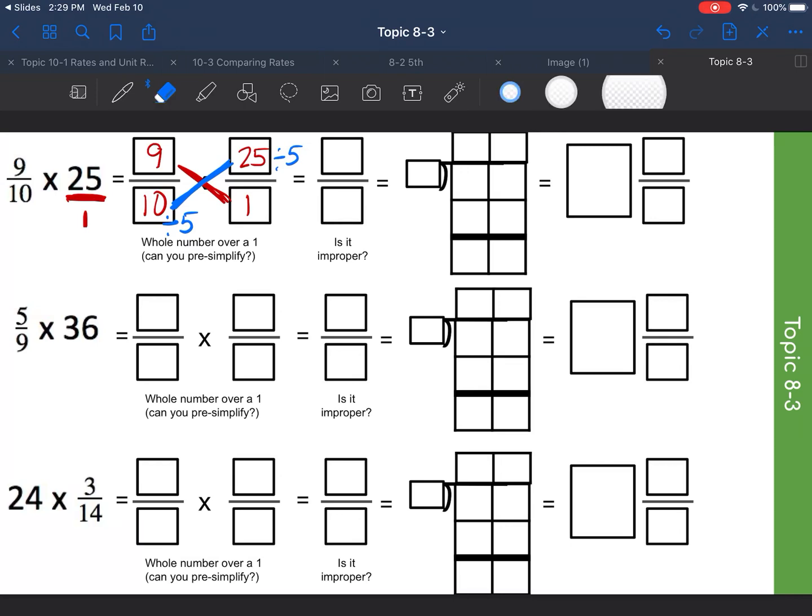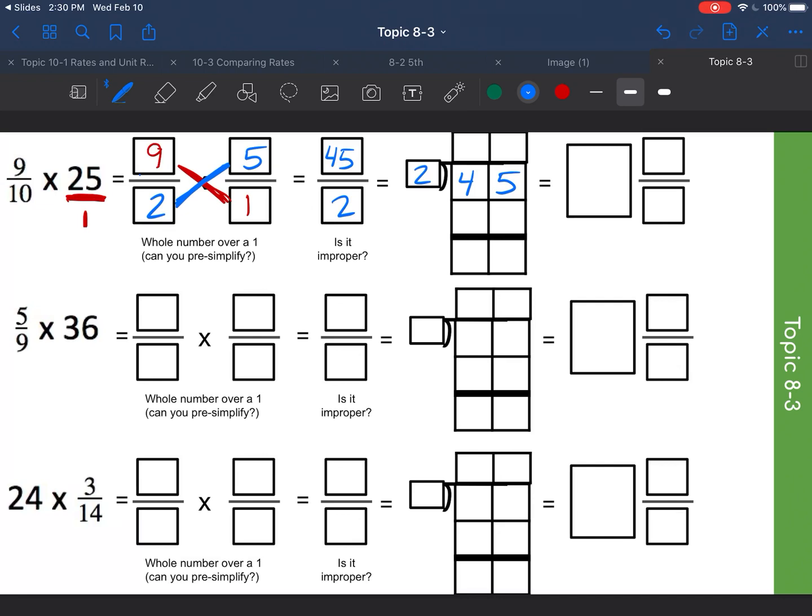So now instead dividing 25 by 5 actually is 5. Dividing 10 divided by 5 is 2. Look at that. We just cut down that problem. We divided the numerator and denominator by 5. So we have 9 times 5, which is 45. 2 times 1, which is 2. So we have 45 divided by 2.